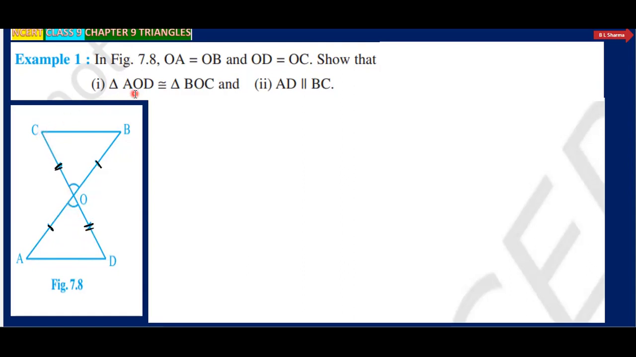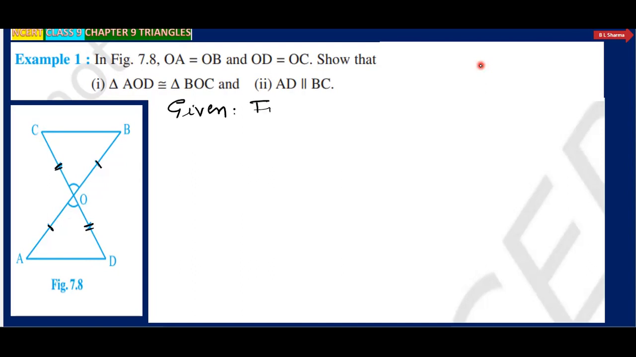And then we have to prove that triangle AOD is congruent to triangle BOC. This is the sign of congruency, and we read it as triangle AOD is congruent to triangle BOC. In the first part, we have to prove it. And in the second part, we have to prove that AD is parallel to BC. So first of all, we have to write what is given here. That is also given in the question.